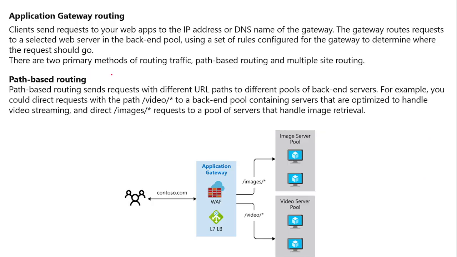Coming to the application gateway routing. Routing is the main and primary thing that should be considered. So application gateway routing, how it will be performed and everything, we will be discussing now.